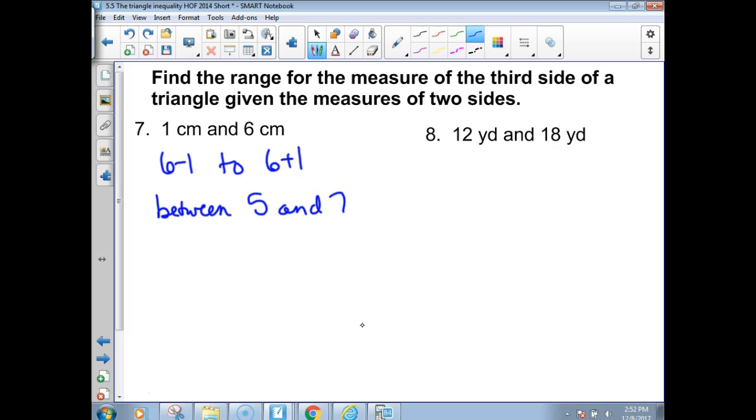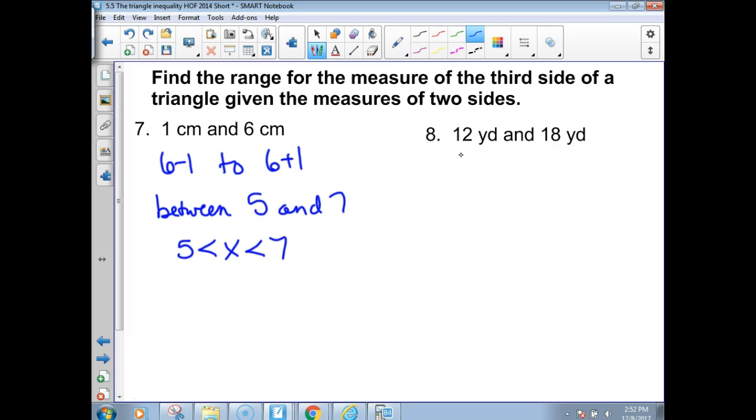Now, I'm going to show you a way to write that with an inequality symbol. The third side, x, has to be between 5 and 7. What you do is you write an inequality with x in the middle, the smallest number on the left, the bigger number on the right, and the arrows pointing to the left. Now, if you just write the words between 5 and 7, I'm fine with that.